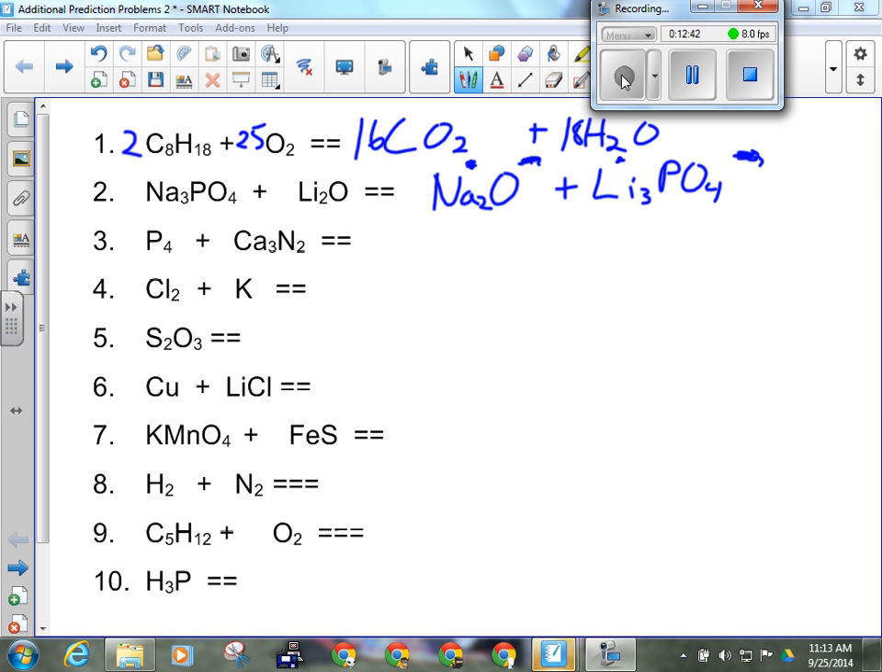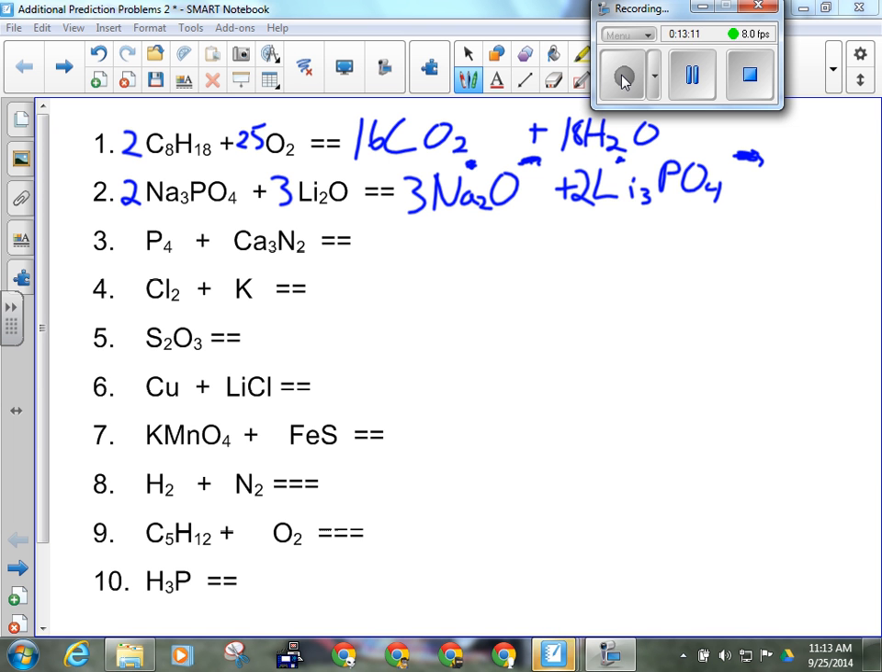Lowest common multiple of 2 and 3 is 6. So a 2 here will give me 6 sodiums. A 3 here will give me 6 sodiums. That 2 gives me 2 phosphates, so I need to go over here to get 2 phosphates, which gives me 6 lithium. Go back over here to get 6 lithium, and that happens to work out my oxygens, which I always leave for last. They're 3 and 3. All right, everybody with me there?